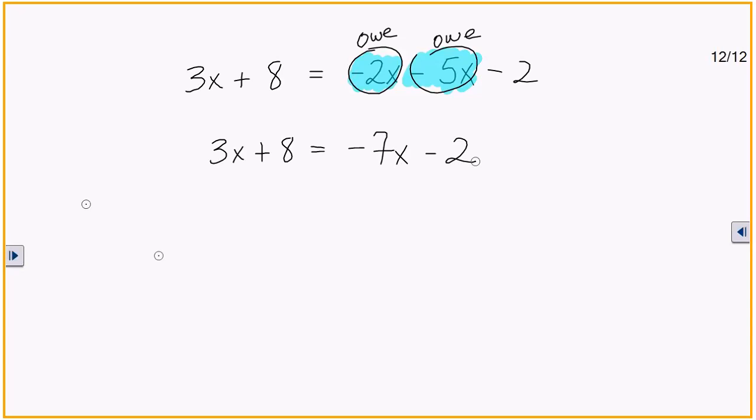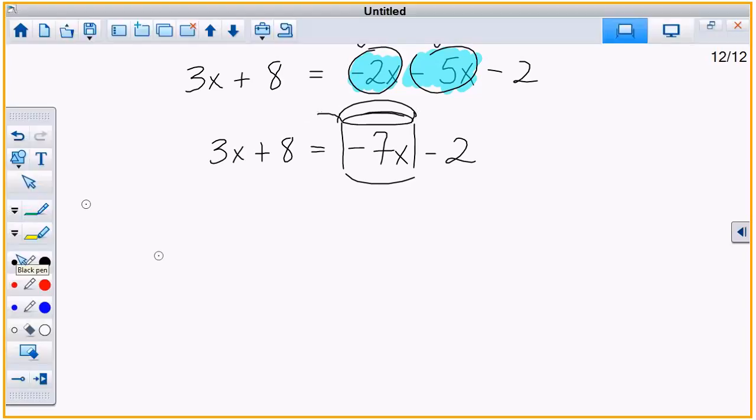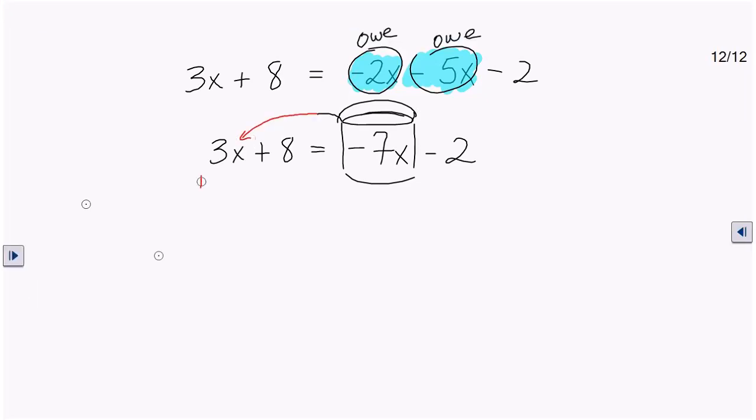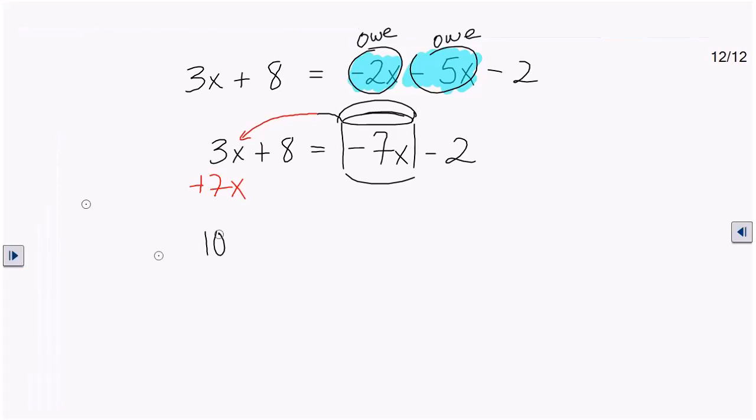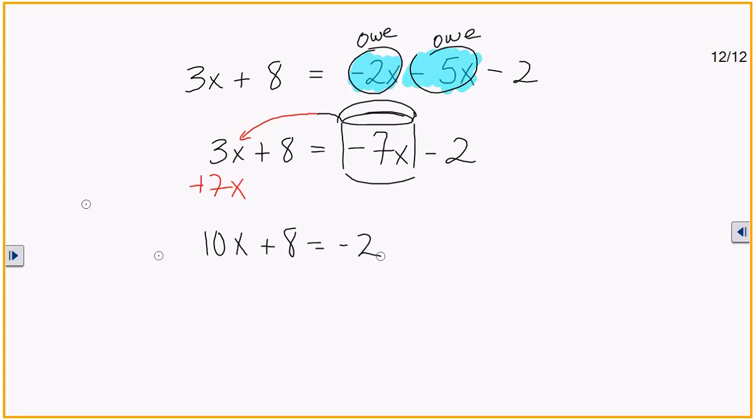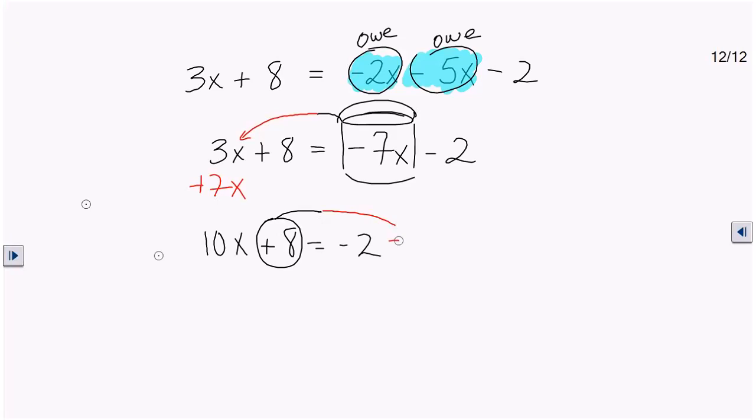Now I got to move my smallest bucket. Well, where is my smallest bucket? My smallest bucket is negative 7x. If you don't believe me, what would you rather have in the bank? Negative $700 or $300? Most of you would want $300. So $300 is greater than negative $700. So I'm going to move that across the river. And as soon as I move it across the river, it becomes a what? A positive 7x. So now I have 10x plus 8 is equal to negative 2. And now I'm going to take that 8 and take it across the river. And when I take it across the river, it becomes a negative 8.